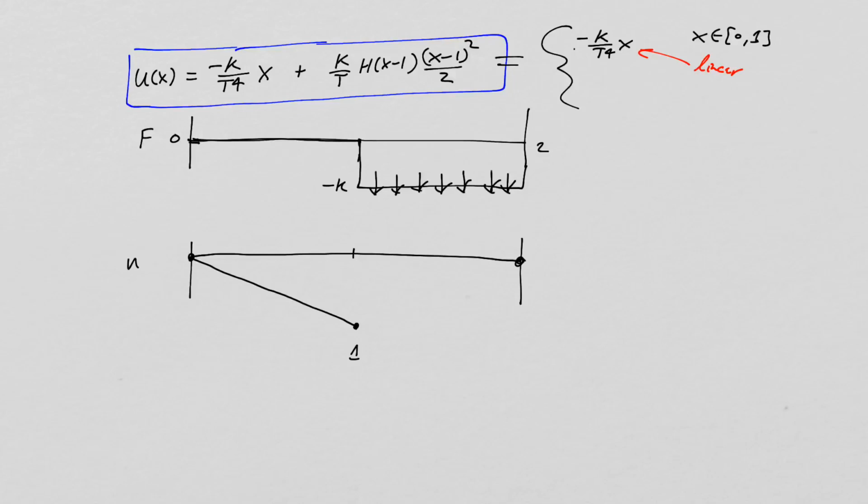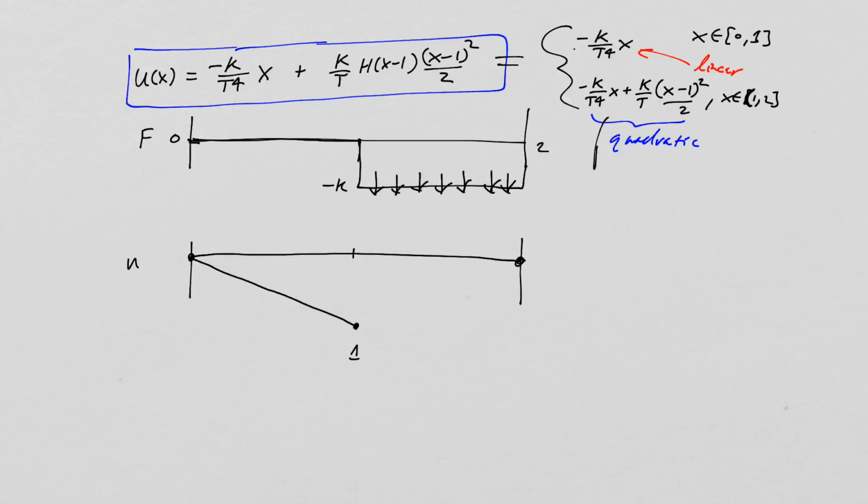Now here we're going to have negative k over t times 4x plus k over t times the quadratic, and this is for x in the 1 to 2 range. I didn't have to write the Heaviside there because remember that Heaviside function is 1, so I can just write it like this. So clearly that right there is a quadratic. And we know the function is continuous, so the function is going to start there.